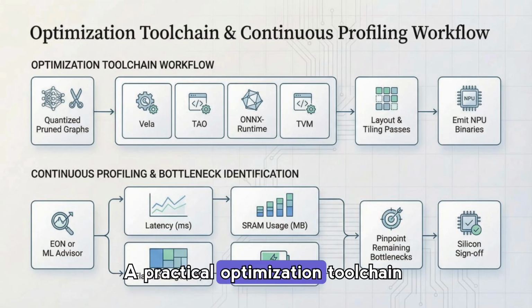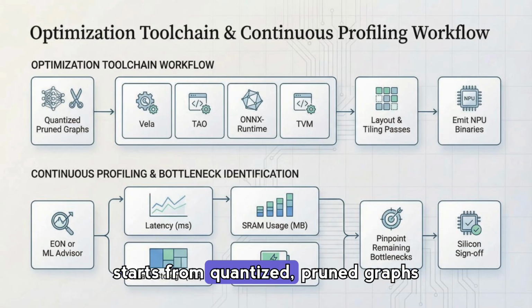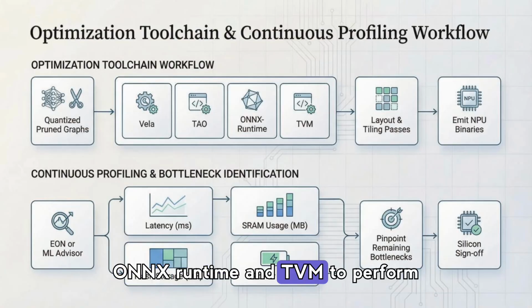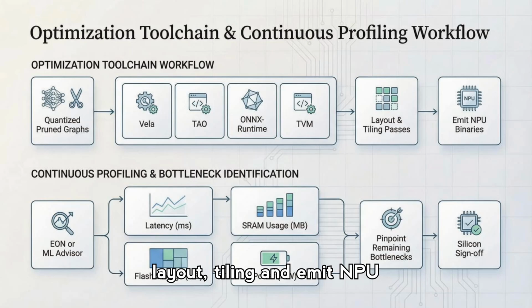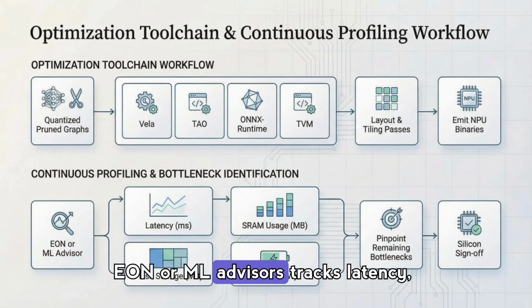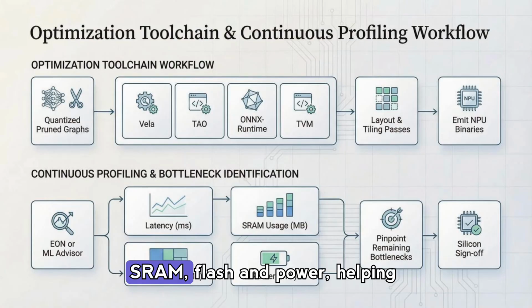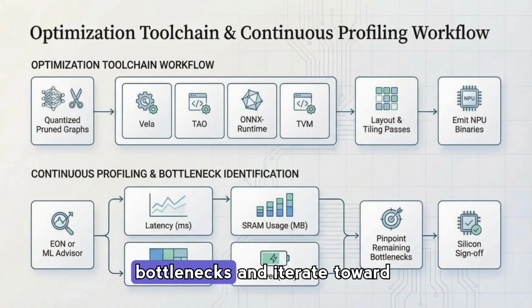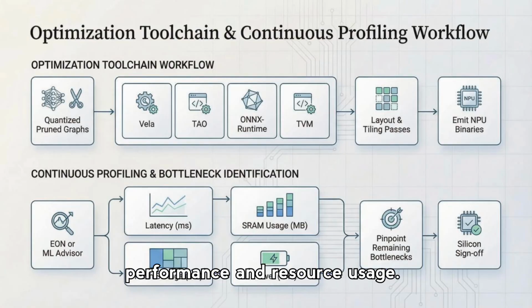A practical optimization toolchain starts from quantized, pruned graphs and feeds tools like Vela, TAO, ONNX Runtime and TVM to perform layout, tiling, and emit NPU binaries. Continuous profiling using EON or ML advisors tracks latency, SRAM, flash, and power, helping teams pinpoint remaining bottlenecks and iterate towards silicon sign-off with predictable performance and resource usage.